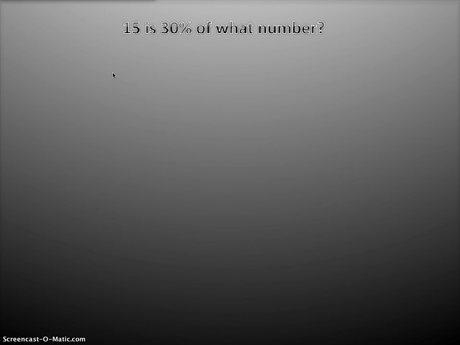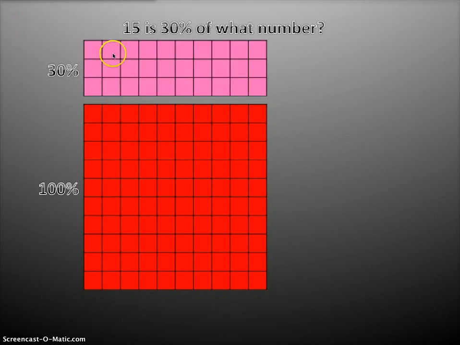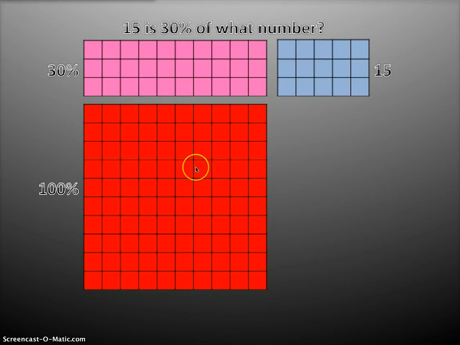The next percent problem is 15 is 30% of what number? Again, how do we solve this problem? All we need to do is build the rectangle. Again, we start by putting the total percent, or our 100 block, in the bottom left corner. Next, we put our change of percent in the top left corner. And then we put our change in number, or 15, in the top right corner.